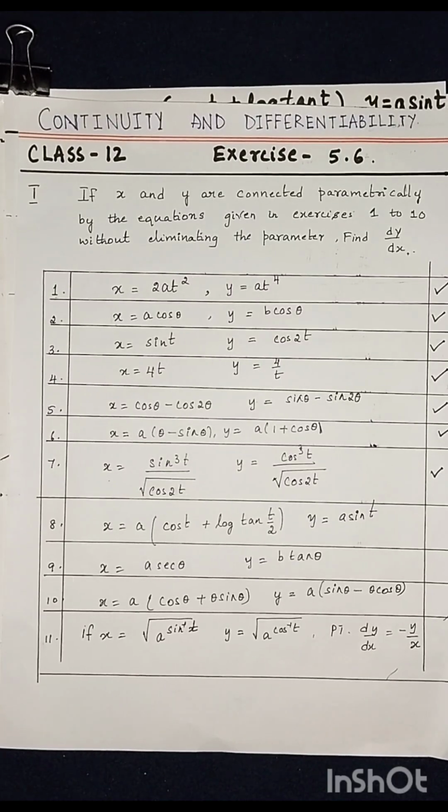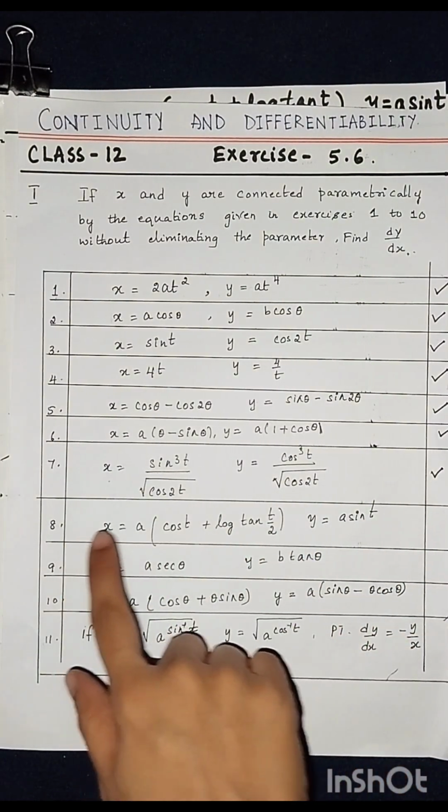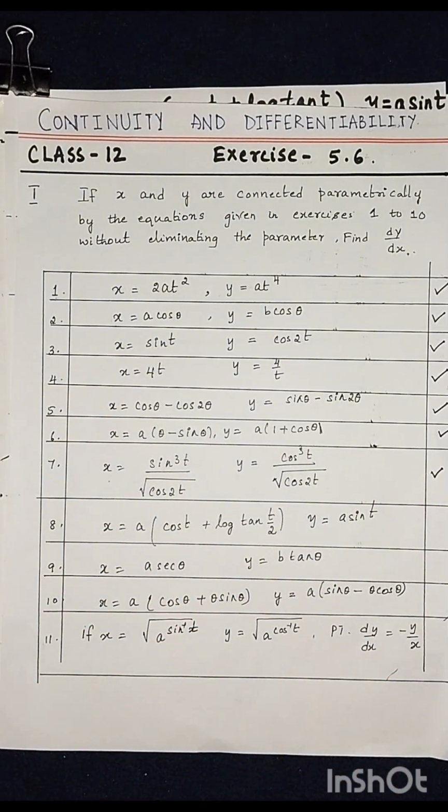Class 12 Continuity and Differentiability. In exercise 5.6 we have completed 7 questions. Now we will find the derivative for the 8th question, with parametric functions.